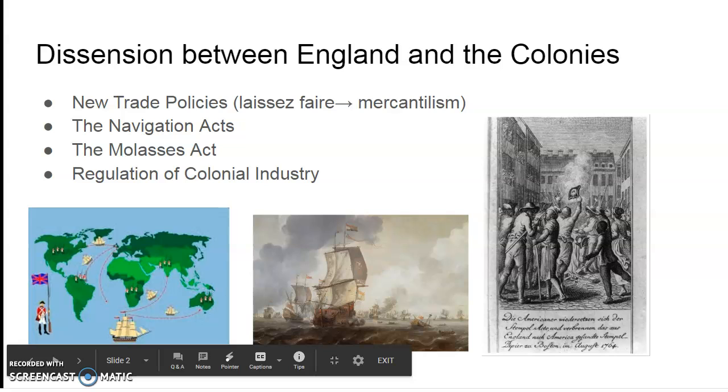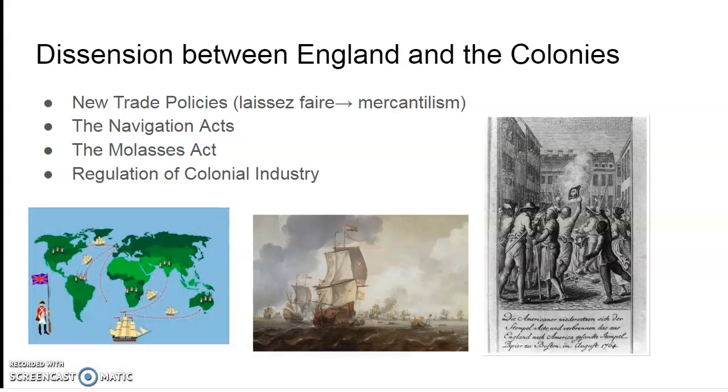So, the problem with the colonies in England is that England decides to change her policy towards the American colonies. So originally, England had a laissez faire policy. That means hands off. That basically means that she left them to govern themselves, to protect themselves, and provide for themselves. So they became very independent.